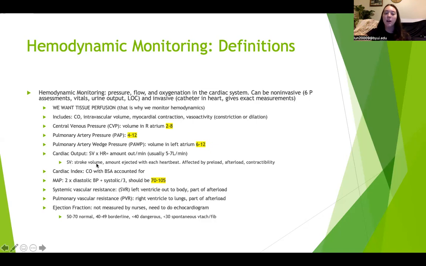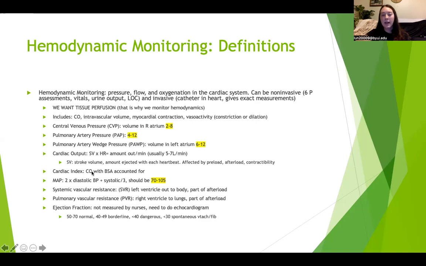Cardiac output, just remember the formula to make it make sense. Stroke volume times heart rate is the amount out per minute. It's usually 5 to 7. And stroke volume is the amount ejected with each heartbeat, affected by preload, afterload, and contractility. So preload is pretty much everything that's coming into the body through the superior and inferior vena cavas, and afterload is the pressure that it has to overcome to push through, like the aorta, to get throughout the body. Contractility is just how strong the heart is contracting.